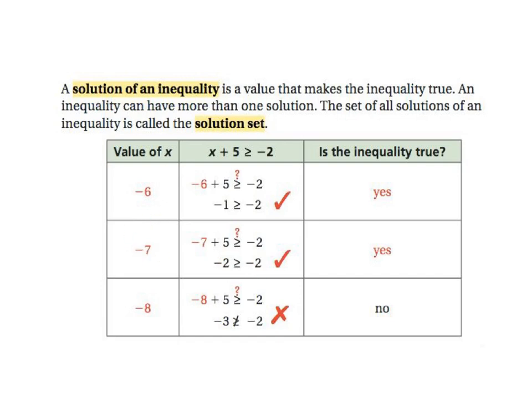Now, if we're checking x equals -8, we end up with the statement -3 is greater than or equal to -2, which is not a true statement. -3 is actually less than -2. So since we end up with a statement that is not true, the number -8 is not part of our solution set. So we say it is not a solution.